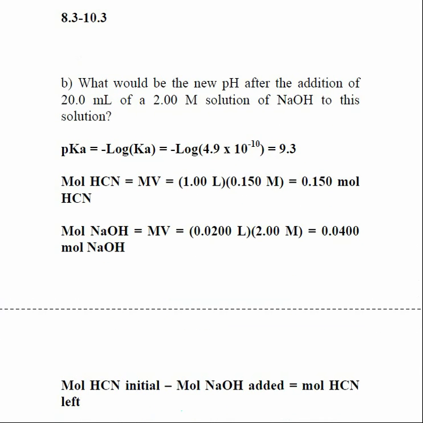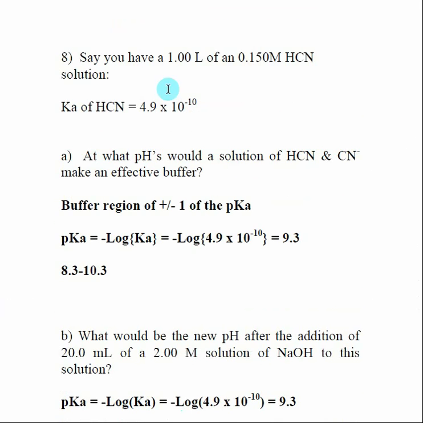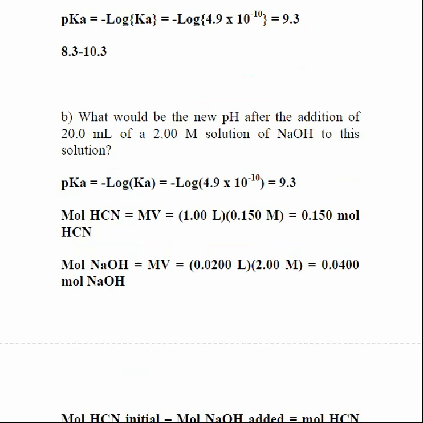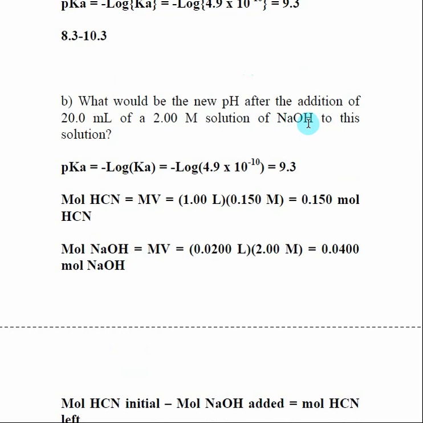So now I am saying I'm taking this original solution. I started off with 1 liter of 0.15 molar HCN, and now I am adding a strong base to it. So this means I'm going to treat this like a weak acid strong base titration. One of the first things I say is, am I dealing with strong and weak? And then am I mixing two things together? So I'm mixing a weak acid and a strong base. So that is going to be how I attack this problem, as a weak acid strong base titration.